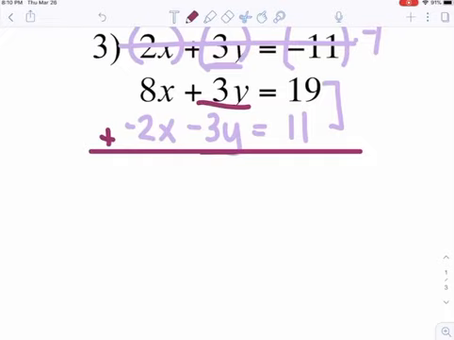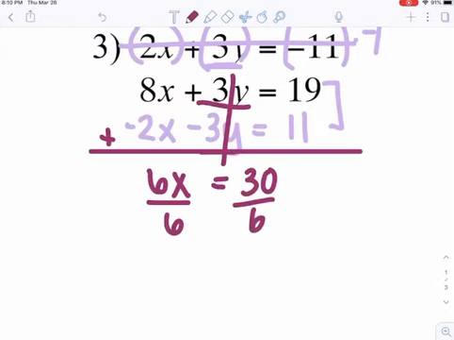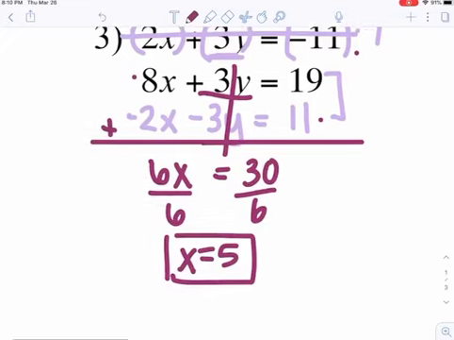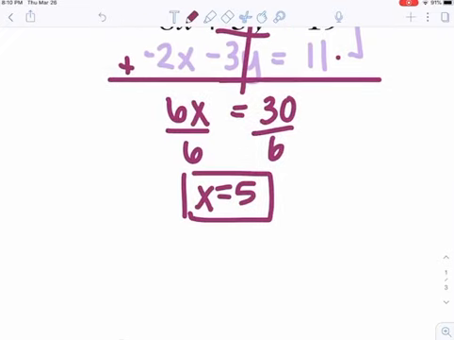So this becomes 6x, now my y's will eliminate, equals 19 plus 11, and that's 30. And I'm going to solve for x. So x is equal to 5. Now you could plug in x into this equation I crossed out, into this equation right here, or into the equation that I just created. Okay, I'm going to do it in the one I just created.